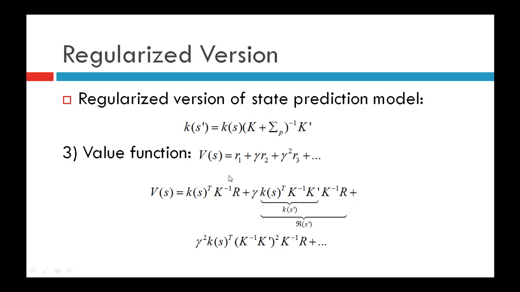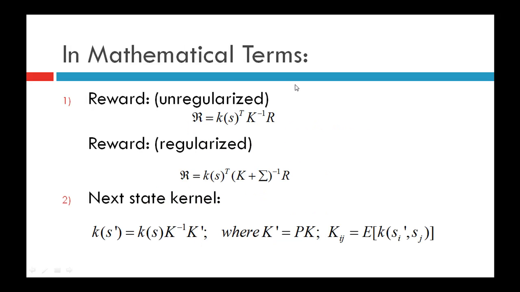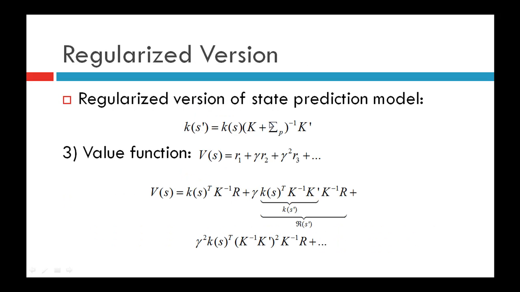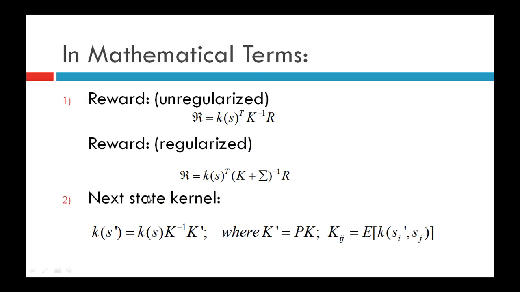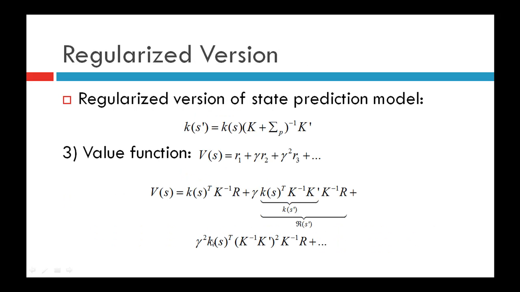And using the kernel models for the rewards, we get this expression for the unregularized case, k of S transpose K inverse R. So R1, that is the reward for state S, is given as k of S transpose K inverse R, and for state S prime it is again given as k of S prime times K inverse R, where k of S prime is given by this expression k of S times K inverse K prime for the unregularized case, and likewise we do this for the future states.